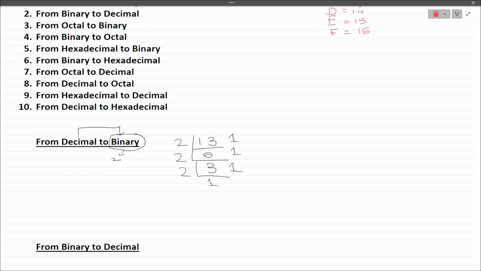Okay, and now listen to me carefully. From down to up I will be writing the numbers. So 1 1 1 1. Okay, I have followed from down to up. You need not be confused. I have written this first, this second, this third, and this fourth. And now I have already got my binary number, and the base of this binary number will be 2.